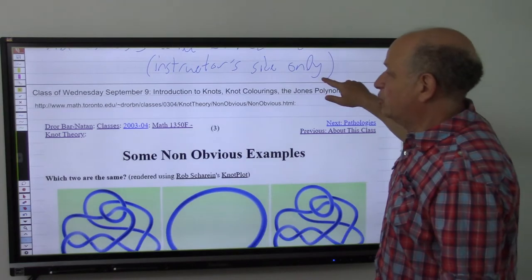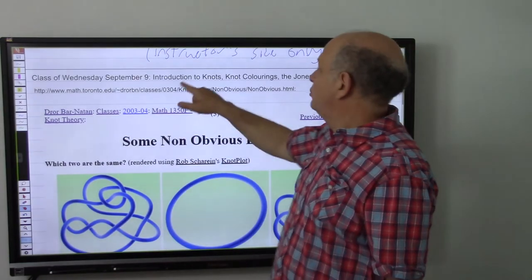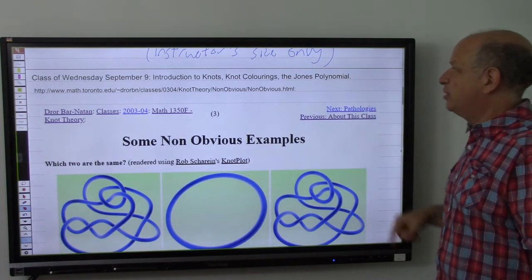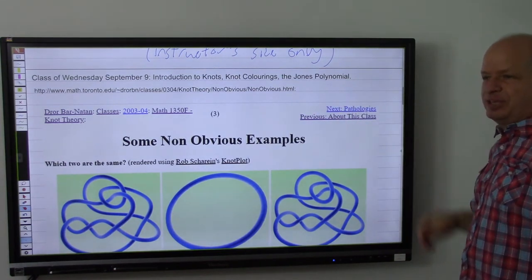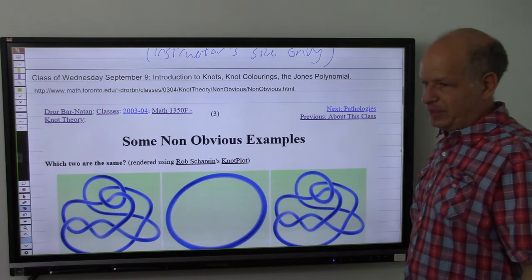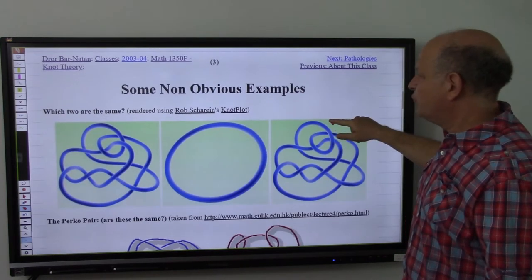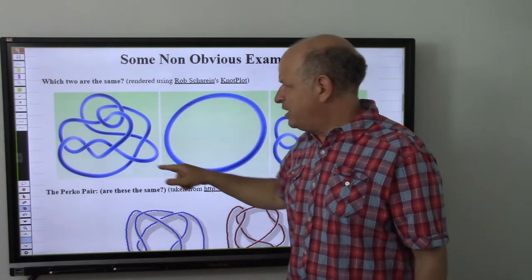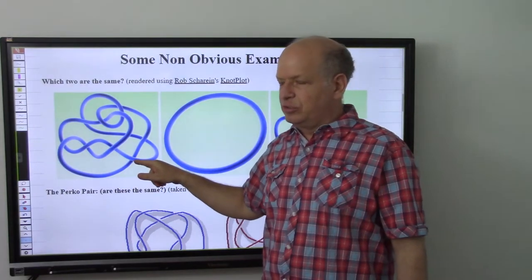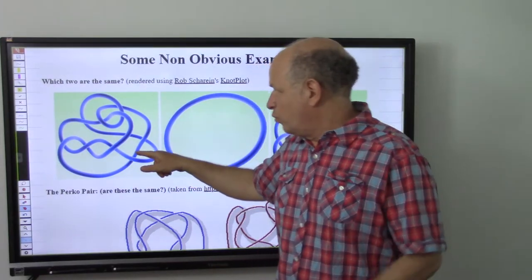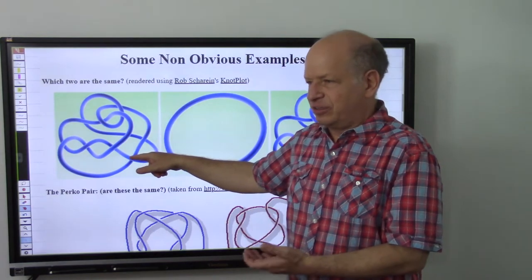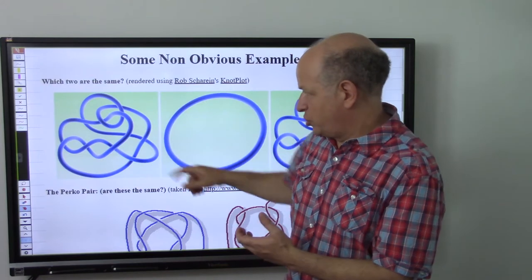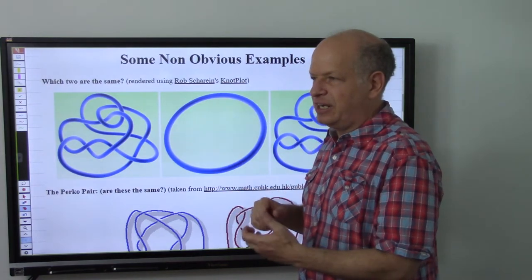Good, so let's start with today. Today we will talk about just a brief introduction to knots, a little bit about knot colorings, and a little bit about the Jones polynomial. So first of all, a few non-obvious examples. It should be a bit hard on your screen to tell what exactly this knot is. Okay? Because I'm not sure if the crossings show clearly enough. Do they?